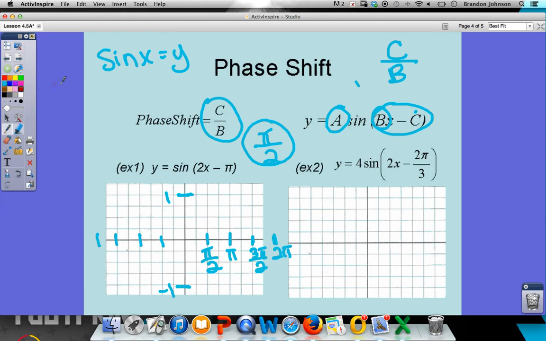Now, first of all, with this 2, we've got to determine also what our period is. We know that our period is always 2 pi over b. In this case, it's 2, so 2 pi over 2 would end up equaling pi. So pi would end up giving us our period, meaning that normally we have a period from negative pi to pi, but now we're going to have a period from 0 to pi. So it's going to be a little bit different in how we actually do this.